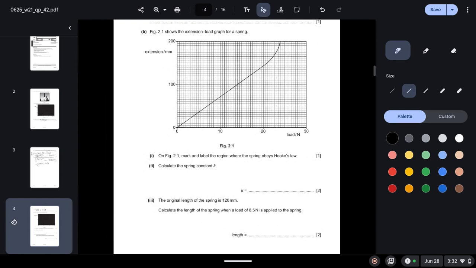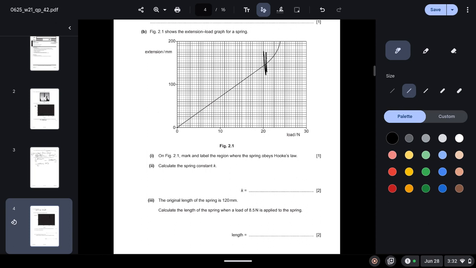Figure 2.1 shows the extension load graph for a spring. On figure 2.1, mark and label the region where the spring obeys Hooke's law. So the spring obeys Hooke's law till the point the limit of proportionality is reached. So we can see that approximately till this point it obeys Hooke's law.